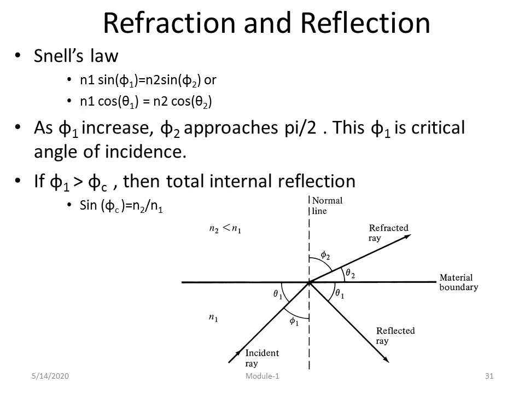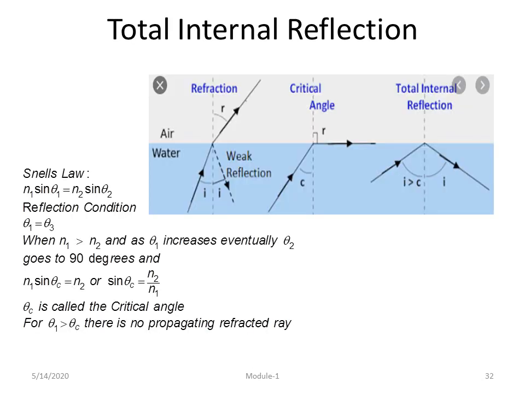Sin phi c is equal to n2 by n1, by using Snell's law. That condition is used for getting the numerical aperture of the optical fiber. One question was asked in the 2008 question paper: derive the expression for numerical aperture using ray theory. So what is the numerical aperture? Numerical aperture is the light collecting capacity of the optical fiber.